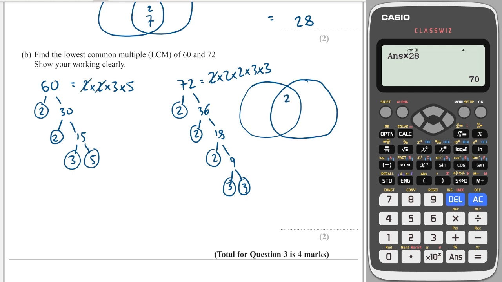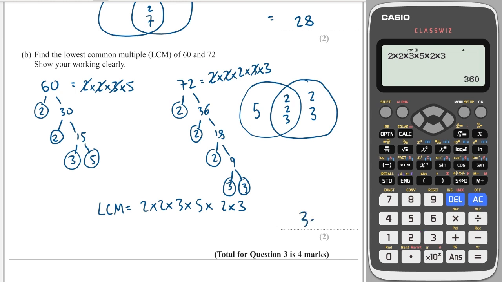They share another 2, so that goes in the middle. And they share a 3, so that goes in the middle. And then the left one has a 5, and the right one has a 2 and a 3. The lowest common multiple is all of the numbers inside the Venn diagram timesed together. So start with the middle, then the ones on the left, then the ones on the right. So we have 2 times 2 times 3 times 5 times 2 times 3, and this gives us 360.